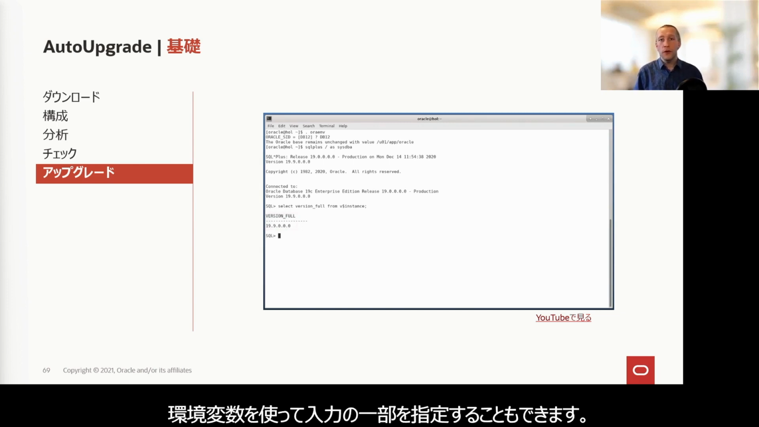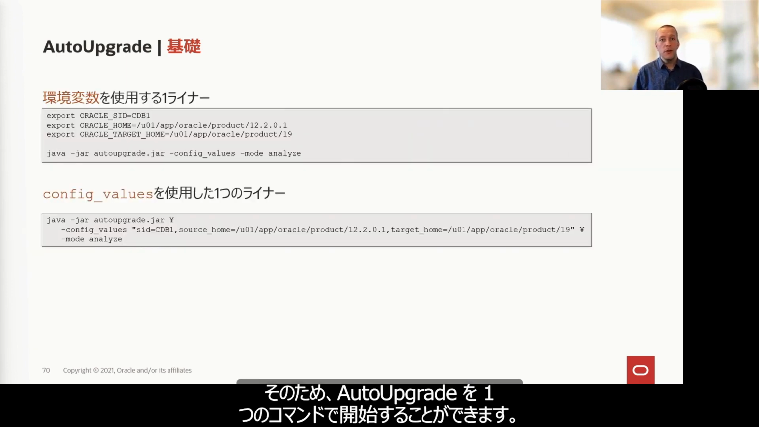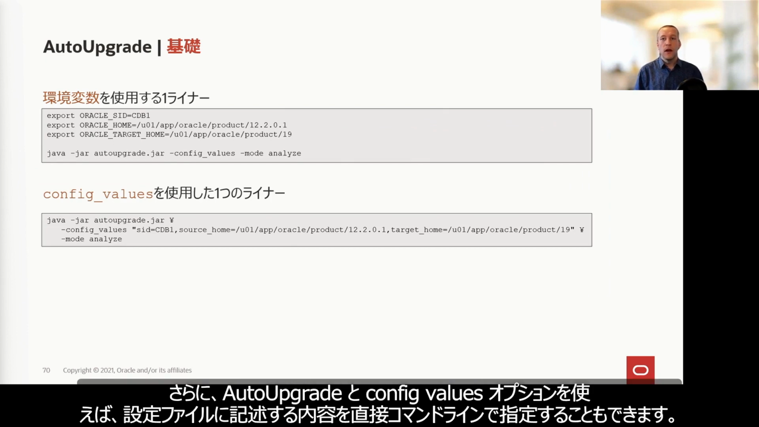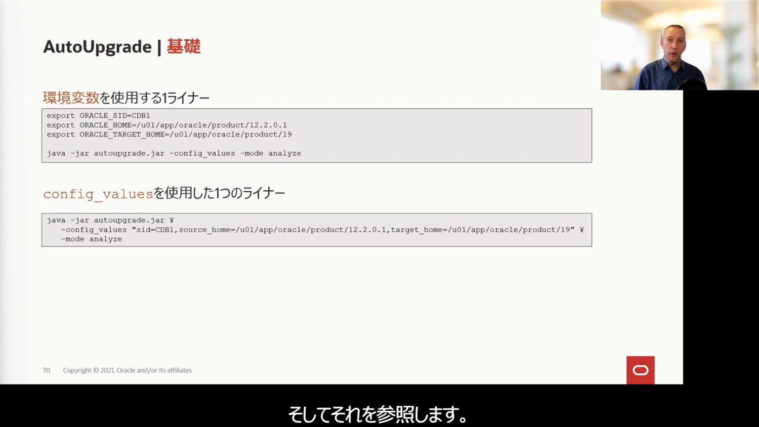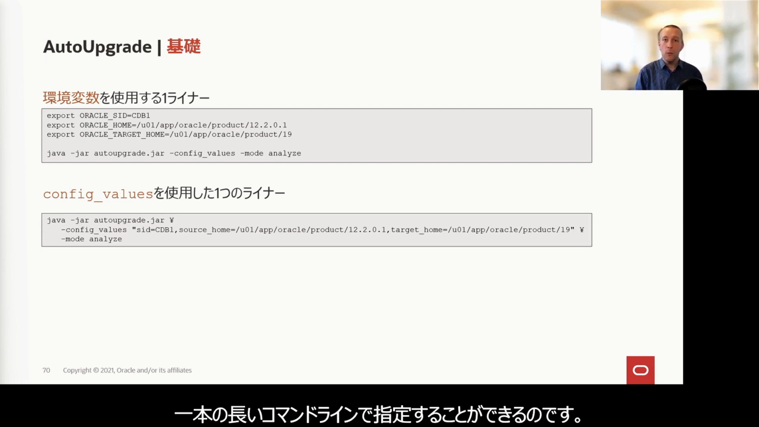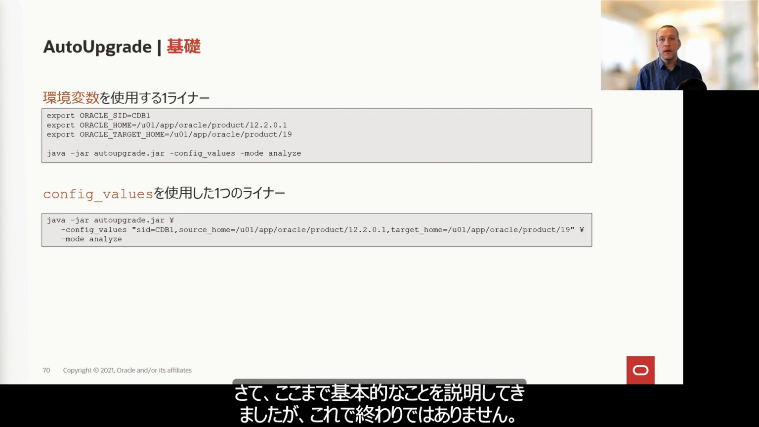If you prefer, you can also use environment variables to specify some of the input, so you can start AutoUpgrade in just 1 command. In addition to that, you can use AutoUpgrade and the config values option to specify anything that you would put into your configuration file directly on the command line. So instead of having to write a configuration file and then refer to that, you can simply specify it in 1 long command line.